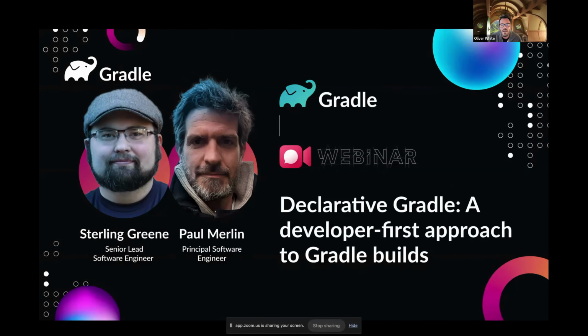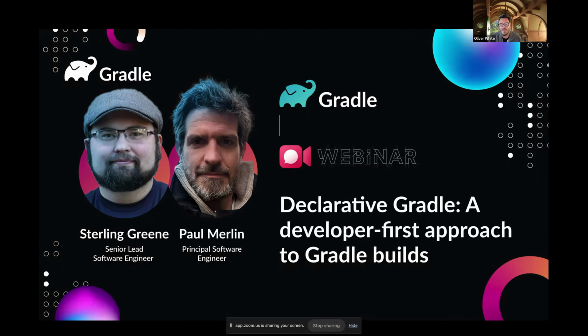I'm your host, Oliver White, and joining us today for Declarative Gradle, a developer-first approach to Gradle builds, are my two wonderful colleagues, Paul Merlin and Sterling Greene, two longtime senior engineers at Gradle. We also have Oleg Nanashev joining us and lurking on the side to answer comments. And if you've met Oleg before, you'll know that he's got the mastery of what we're looking to say here.